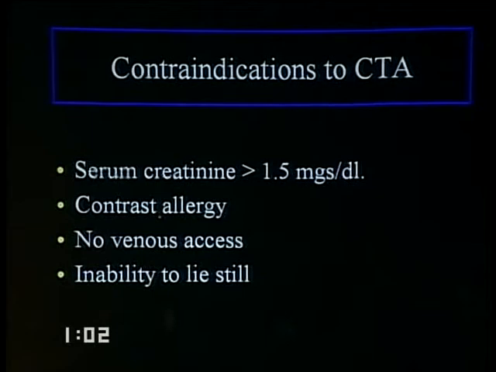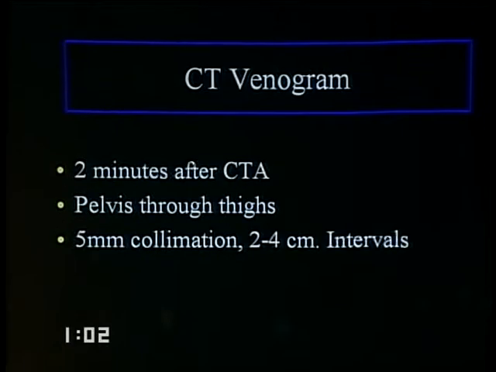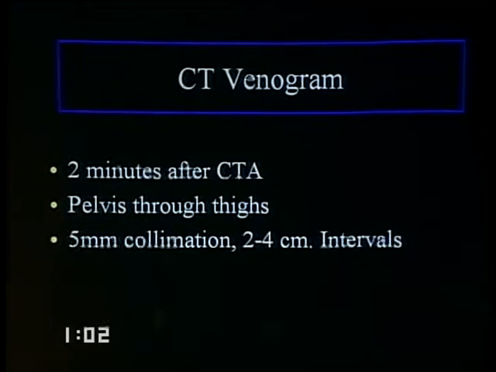Contraindications: high serum creatinine, contrast allergy, no venous access, inability to cooperate. So in these situations, consider an alternative like a VQ scan. CT venograms are still a bit controversial, because although we do pick up DVT, in most such cases it's positive for PE. The number of cases where it changes treatment is not very high, but it is easy to do, and it just involves obtaining extra sections 2 to 2.5 minutes after the injection, pelvis through the thighs with somewhat thicker collimation, and at intervals rather than helically, principally to reduce radiation dose.